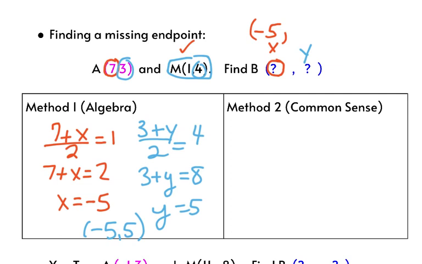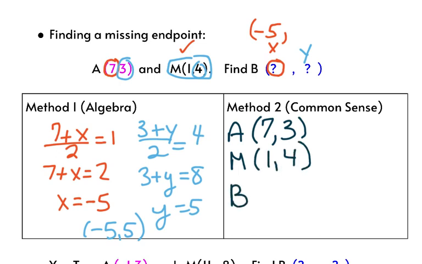I don't really like that method. I think it's just following steps and not really getting the common sense of it. So I'm going to teach you a little bit easier method. Okay? What I want you to do is put the first one down first. This is A. Right below it, I want you to put the midpoint. And then right below that, we're going to walk ourselves to the other endpoint.